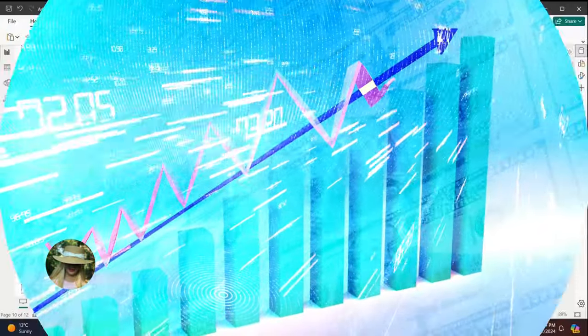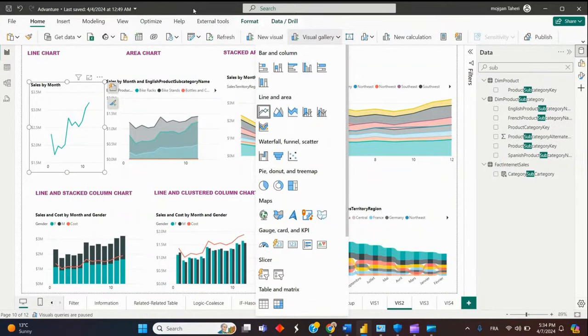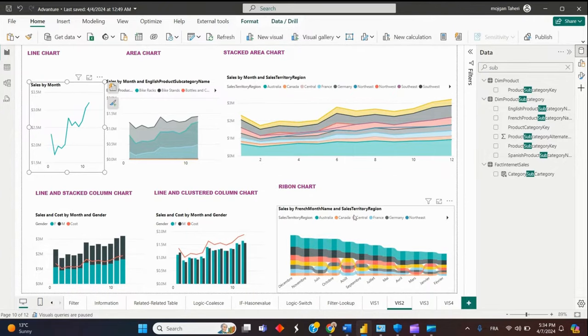Let's go. The visual gallery of Power BI contains six line and area charts. We look together at how they look and when we can use them.